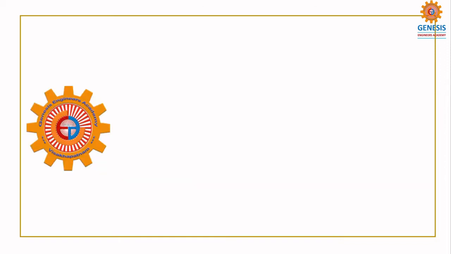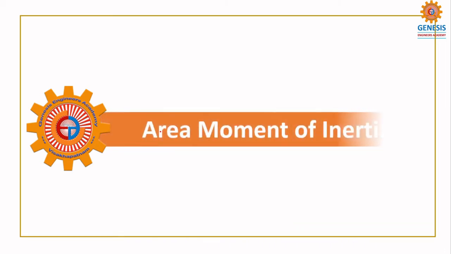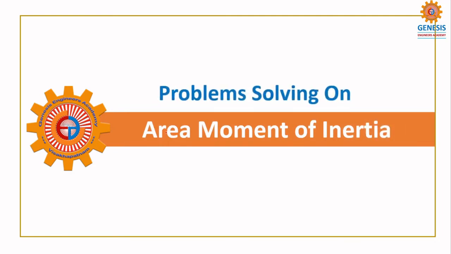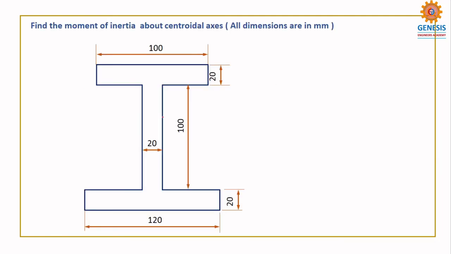In this video, I am going to show how to find the moment of inertia of an I section, particularly the area moment of inertia. This is the cross section, and you have to find the moment of inertia of this I section. This I section is also called a girder in the market.